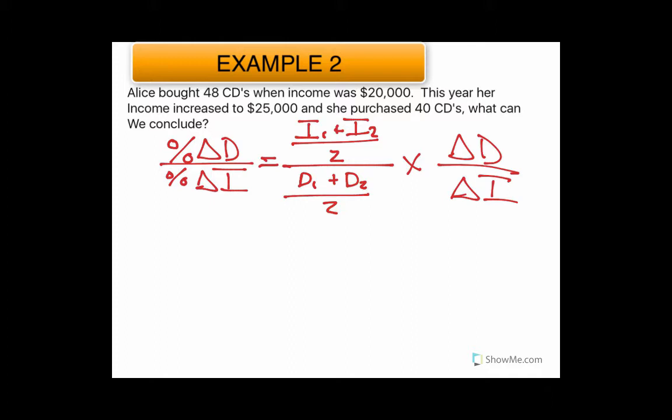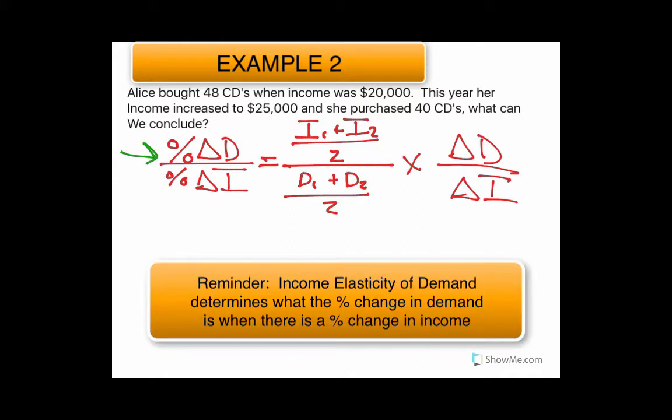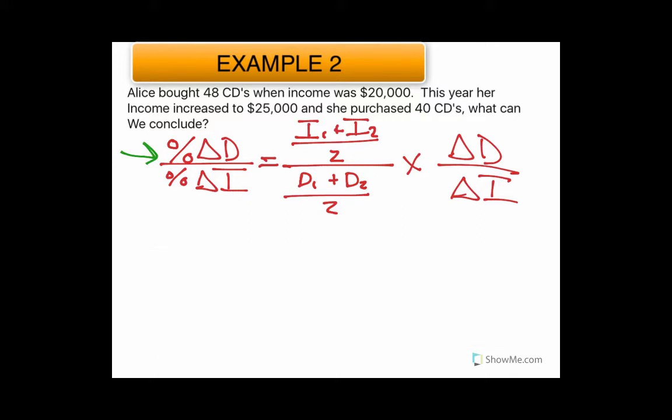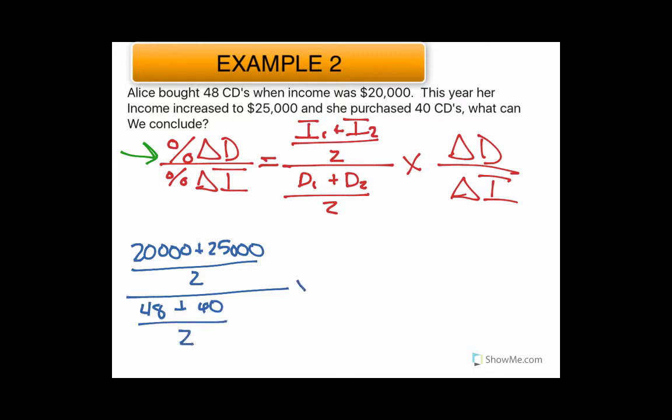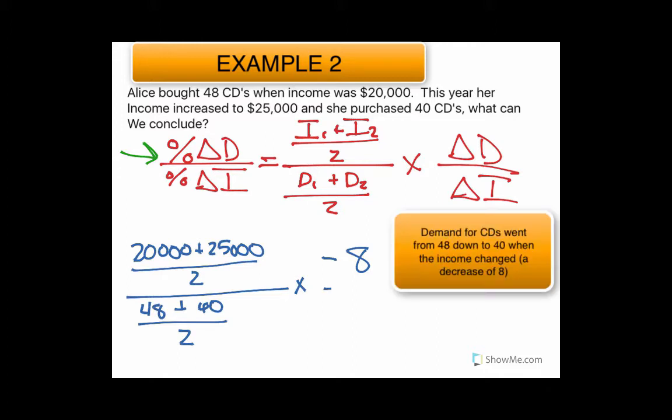So the formula for income elasticity right here is the percent change in demand based on the percent change in income. All this information we have. So we look at what her income was before, I1, it was $20,000 plus $25,000 divided by 2, divided by her first demand, which was 48, plus her second demand, which was 40, divided by 2, times the change in demand, which is negative 8 because it went down, that's important, it's negative, and then the change in income, which is plus 5,000.